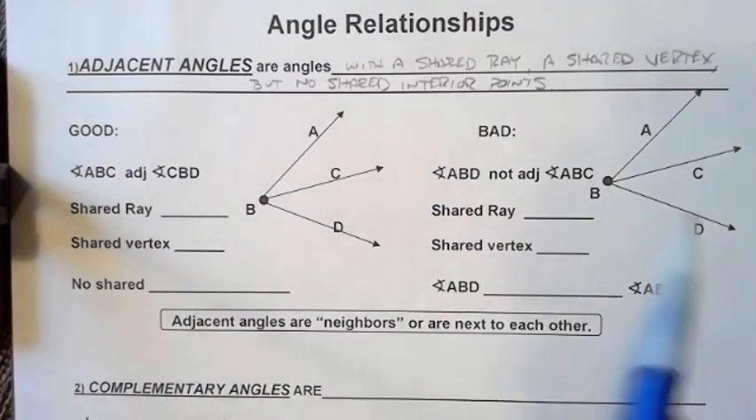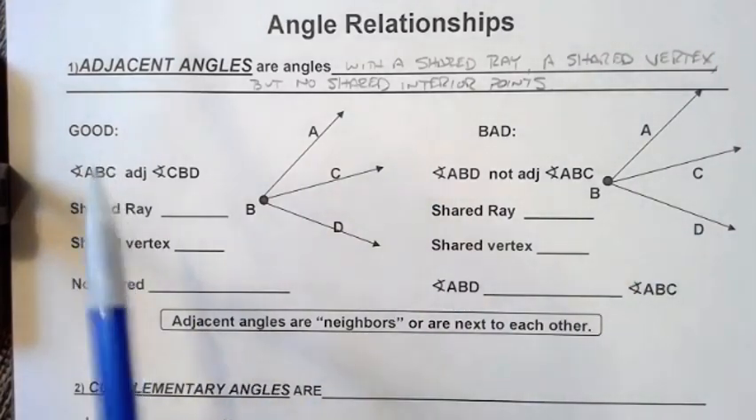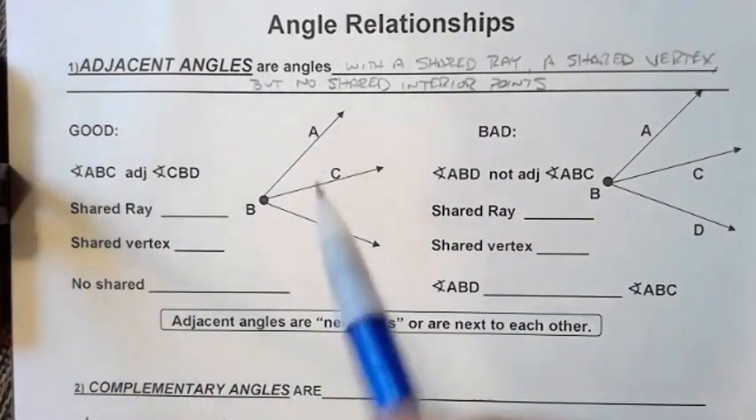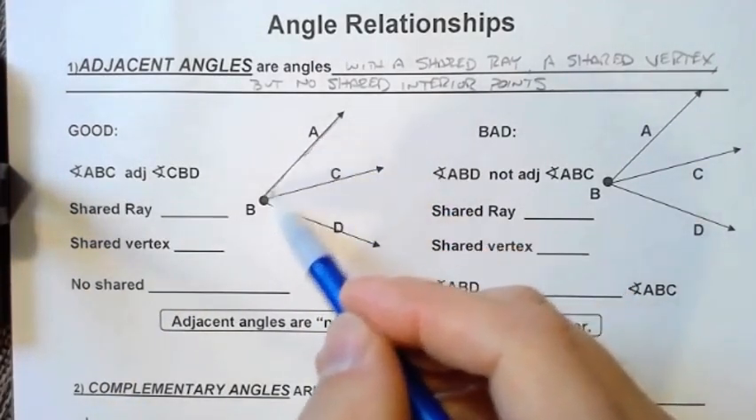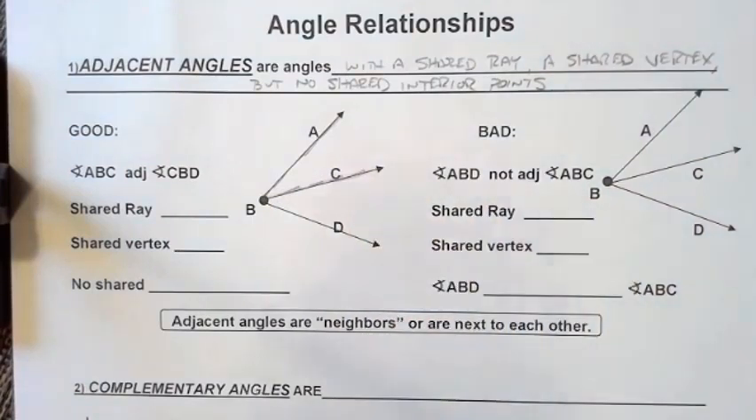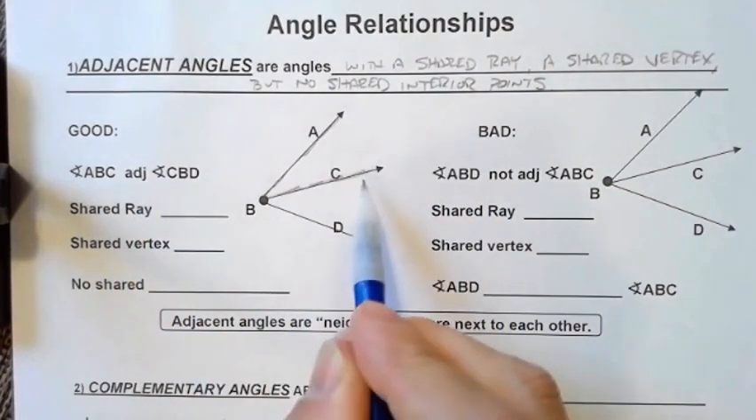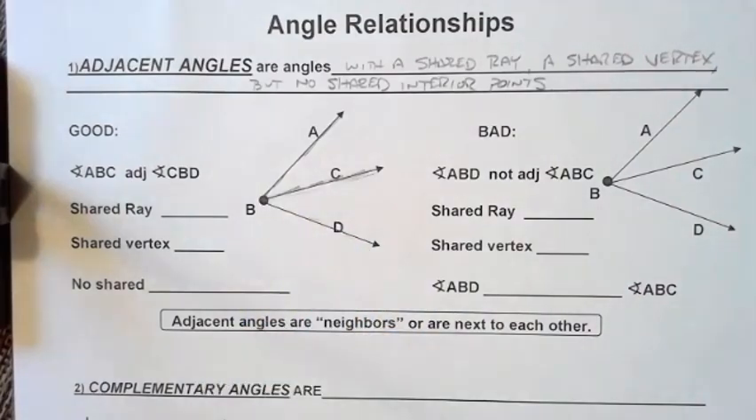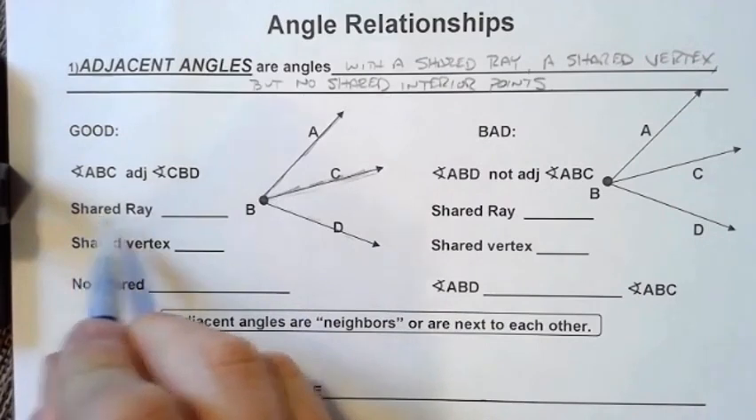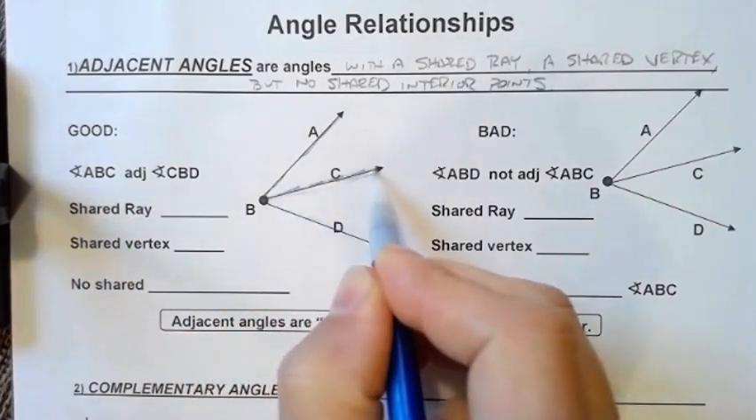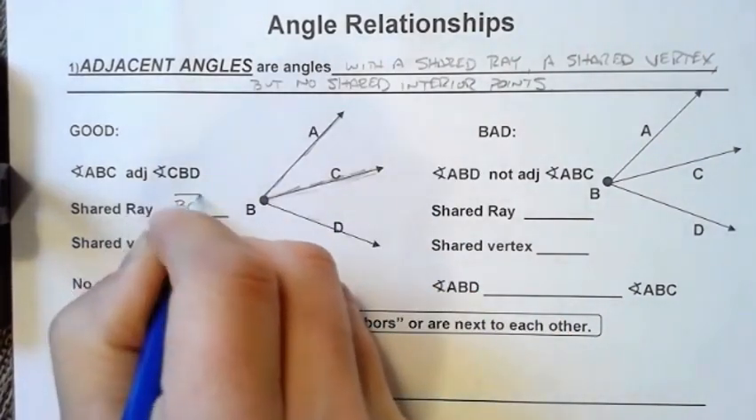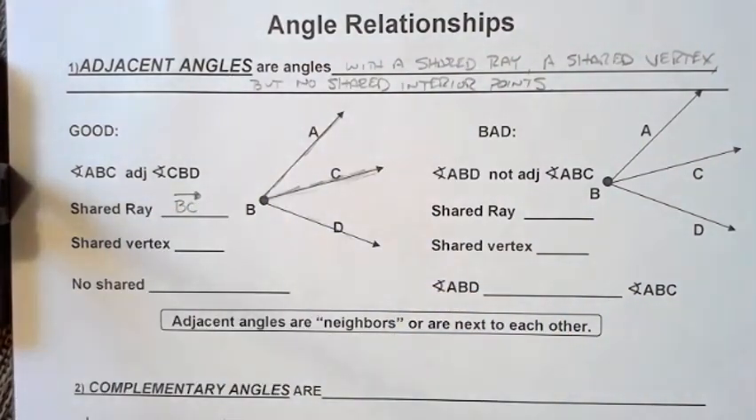Okay, and so I'm going to look at two different diagrams. One shows a good picture of adjacent angles, one shows a bad picture because the angles actually aren't adjacent to each other. We'll start with the good picture. First is angle ABC, right here. And then the other one is angle CBD. Angle CBD is this angle here. Okay, so do those angles share a ray? Well, they do. They share this ray right here. That ray right there in the middle is ray BC. Ray BC is the ray that both of those angles share.